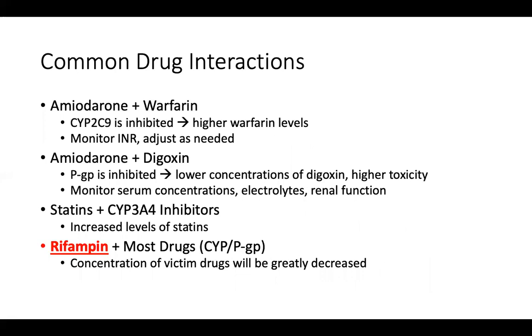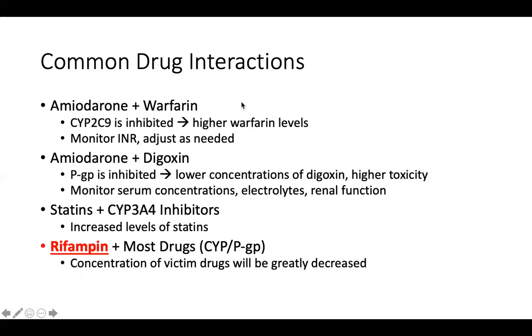Here are a couple of the common drug interactions. Definitely amiodarone with warfarin and digoxin. CYP2C9 is the main enzyme for warfarin being metabolized. When this is inhibited, there might be higher warfarin levels, indicating a possibility of a bleed. So we'd have to monitor the INR and adjust as needed, because pharmacy is not black and white. Sometimes people do need to still be on both of these medications, but thankfully with warfarin, you're under a watchful eye anyway.